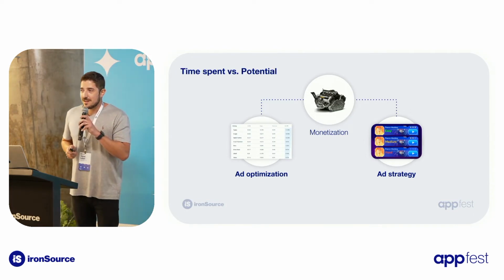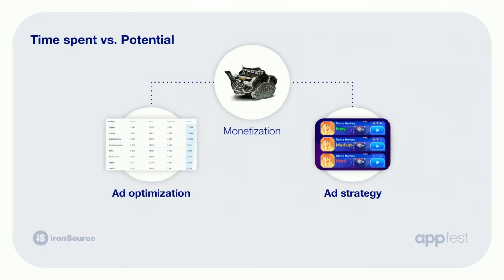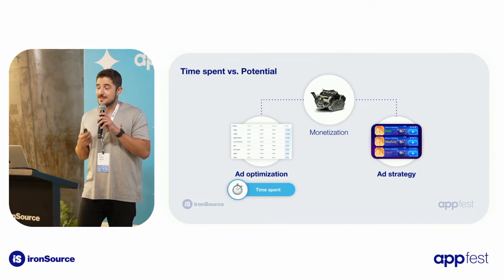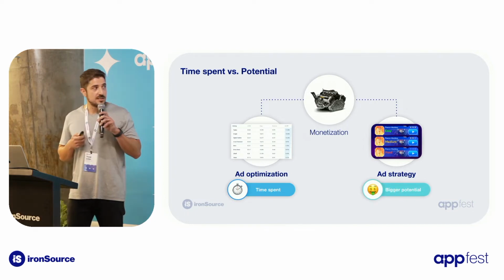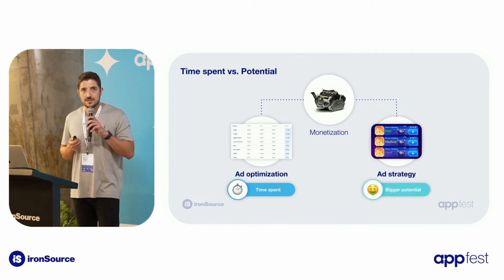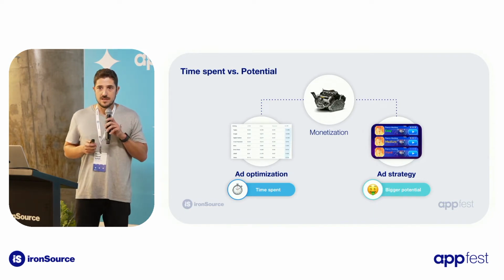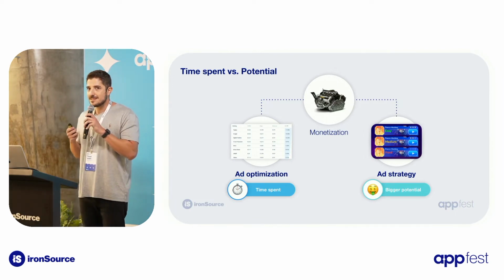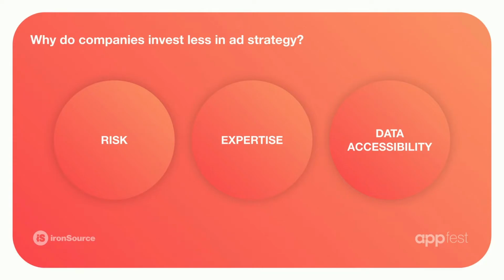When we asked you how you spend or allocate your time on monetization topics, it was very clear that most of you spend the majority of time on ad optimization, and much less and significantly less time on ad strategy. And this despite the fact that we see huge and usually bigger potential on ad strategy, and I'm talking 3 to 4x bigger potential. So ad strategy is this shiny gem that still doesn't get enough attention by most of the industry. So let's figure out why.